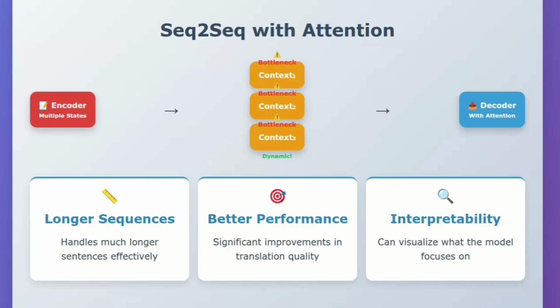This dynamic access to the entire input sequence, rather than just a single fixed context vector, allows sequence-to-sequence models with attention to handle much longer sentences and achieve significantly better performance in tasks like machine translation, text summarization, and question answering.